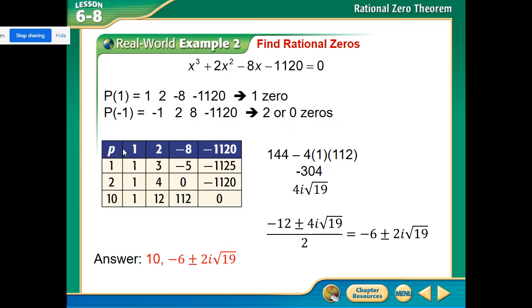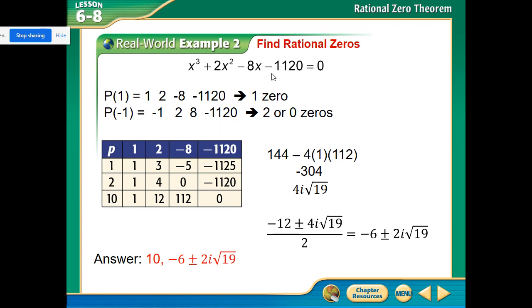So we need to go to our synthetic division. So we have positive answers. So we have a positive 1 answer here. That's where we want to go. We don't want to go looking for negatives here in case there's nothing. That way we don't miss it. So we're looking at our positive values.